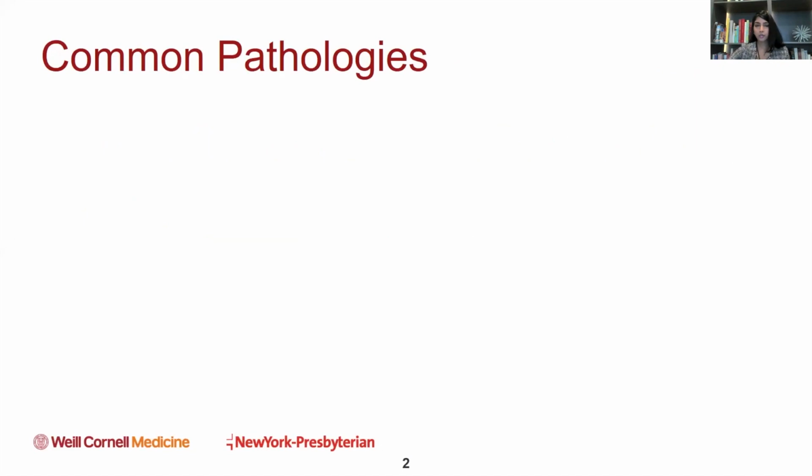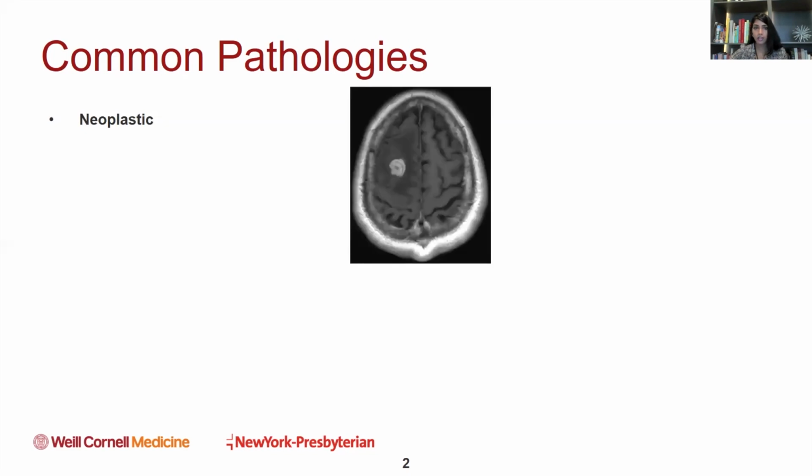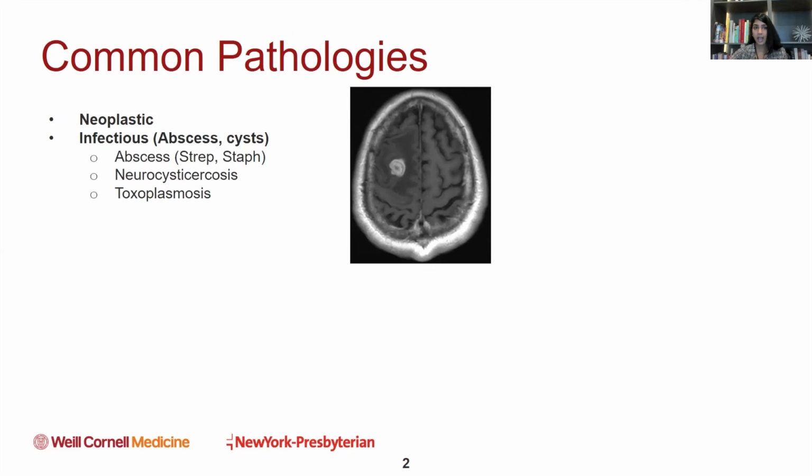So to talk about, in broad terms, what are some common pathologies we talk about in the cortex that are neurosurgical or may become neurosurgical? So neoplastic, so anything tumor related, right? So we'll talk a lot about tumors, and I'll go into detail about the most common types of brain tumors that we see. Infectious, abscesses and cysts.